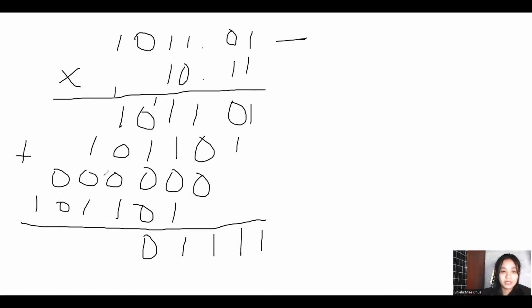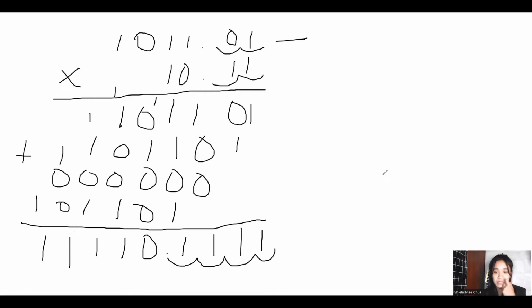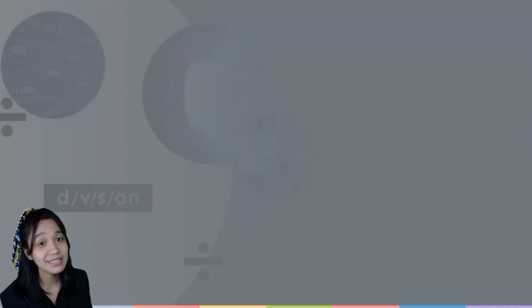And 1 plus 1 plus 0 plus 0 plus 1 is 1, 1. And 1 plus 1 plus 0 plus 1 is 1, 1. And 1 plus 0 plus 0 is 1. And bring down 1. Then 1, 2, 3, 4. So our final answer is 1, 1, 1, 1, 0, binary point 1, 1, 1, 1. I hope that with these few examples, you learn how to apply binary multiplication to a fractional binary number. Binary division.